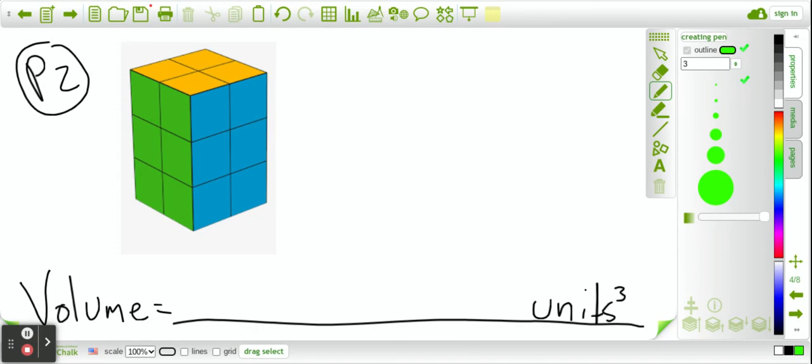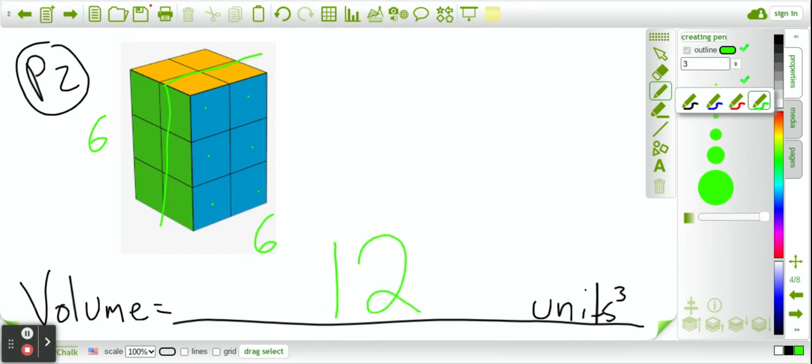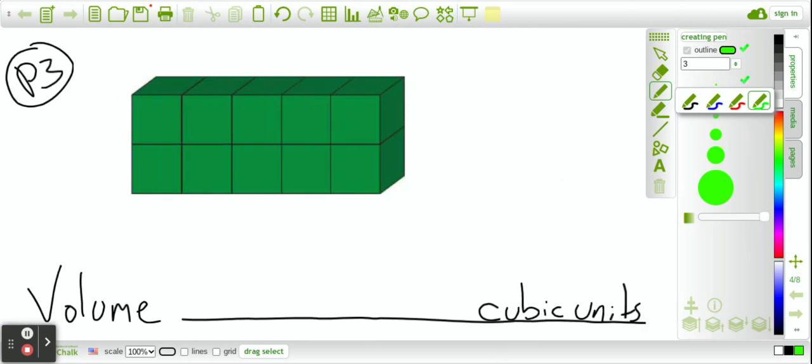That's how much volume this shape takes up. All right, pause the video and let's see if you can determine the volume of this shape. All right, let's see. I can see that if I were to divide this in 2, I would have 2 layers. And this layer has 1, 2, 3, 4, 5, 6. So I have 6 on this side. That means I would have 6 on the back side. And 6 plus 6 is 12. So the volume of this one is 12 units cubed, or cubic units. Both ways work.